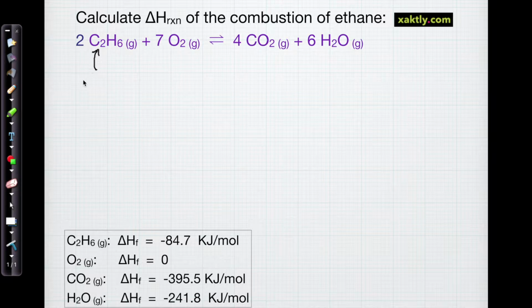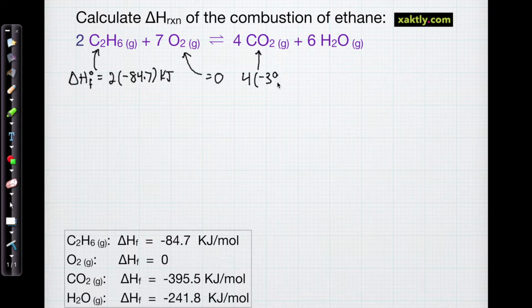Okay, so the first thing to do is just organize ourselves, and we can assign each of those enthalpies of formation to one of our compounds. And remember that those are molar enthalpies of formation, so we'll multiply those by the coefficients of each compound. Remember that the standard enthalpy of formation of elements in their standard states is 0, so we just assign a 0 to that oxygen gas.